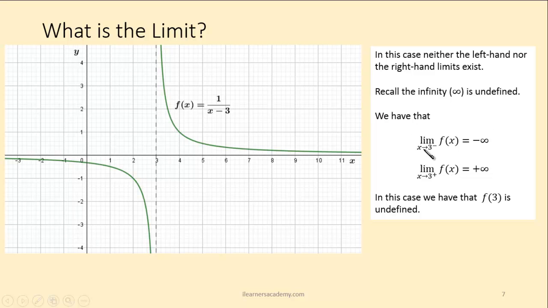However, we are accustomed to writing this out this way. We say that the limit for this function as x approaches 3 from the left is negative infinity. Just remember that infinity is undefined. Likewise, as we approach 3 from the right, the limit of this function is plus infinity. So obviously, the limit of this function as x approaches 3 does not exist. So we have a discontinuity here, and this type of discontinuity is referred to as an asymptotic discontinuity.